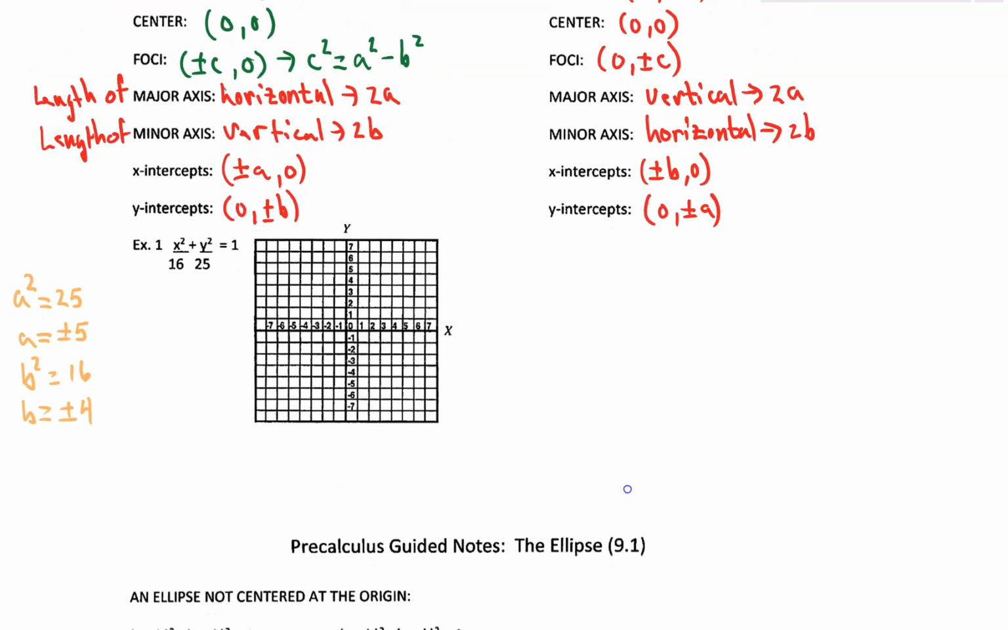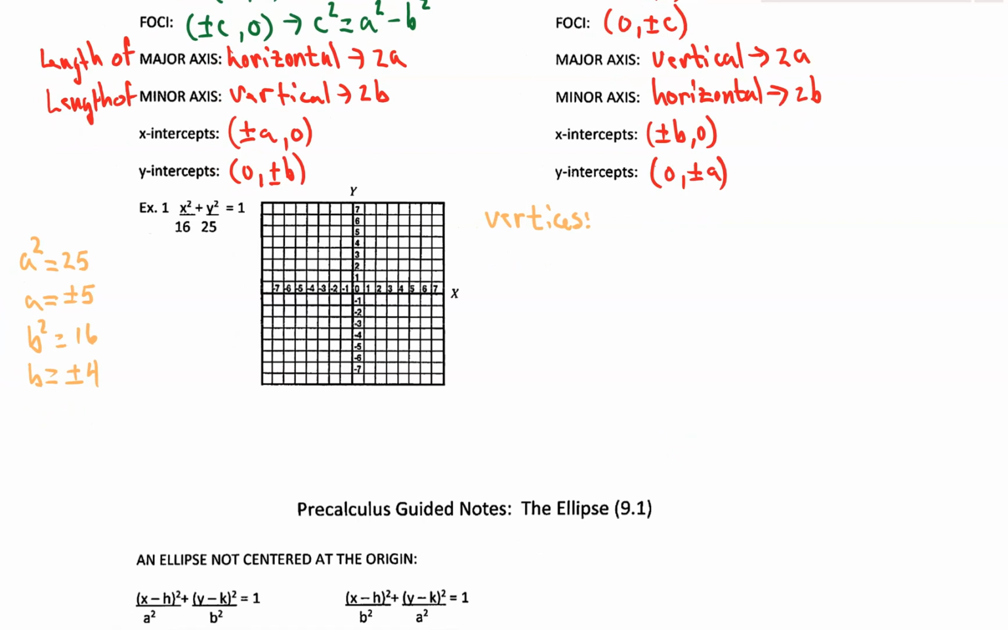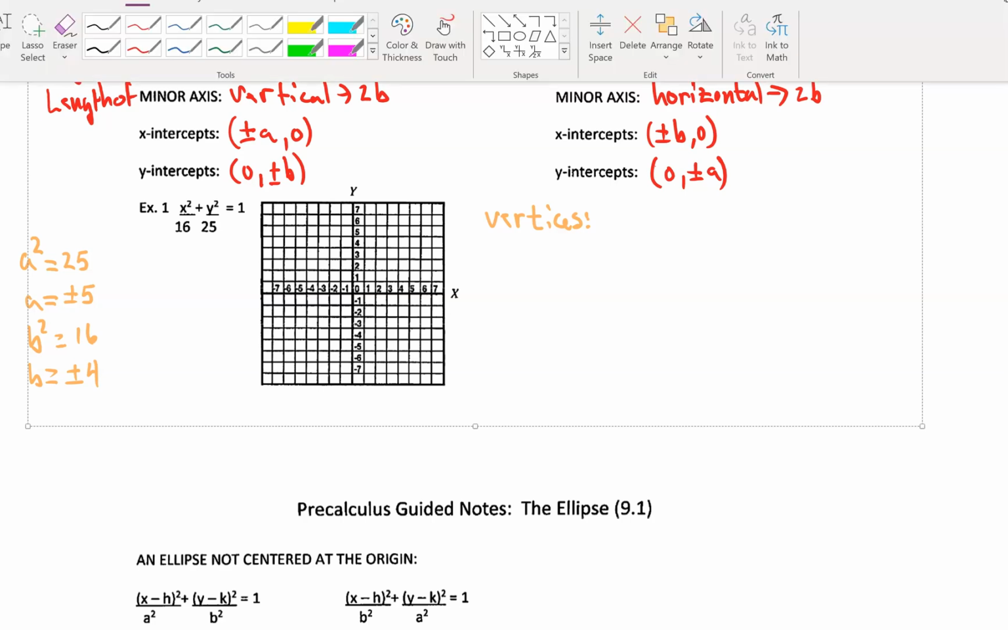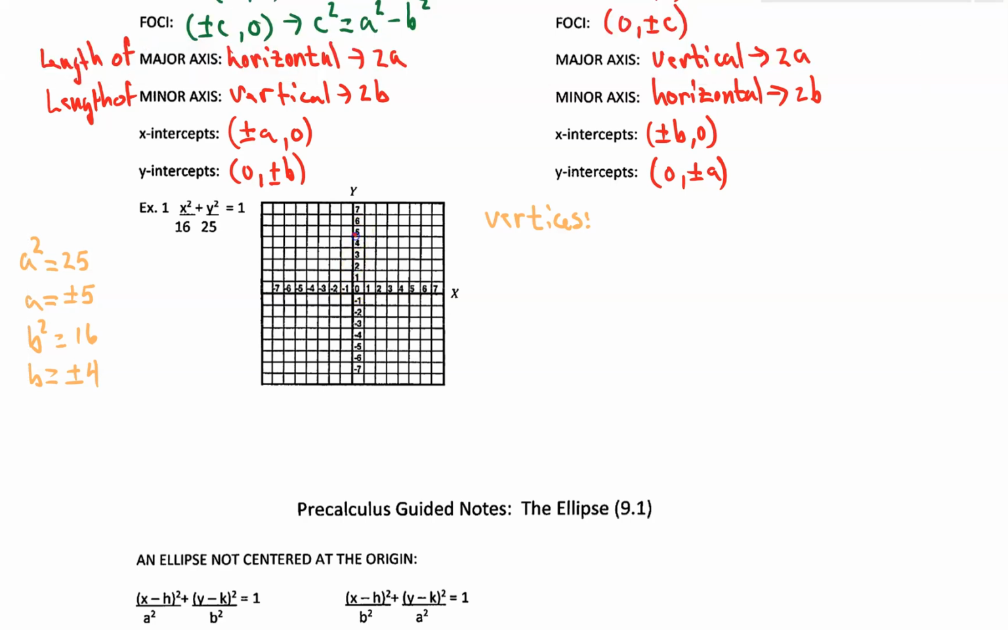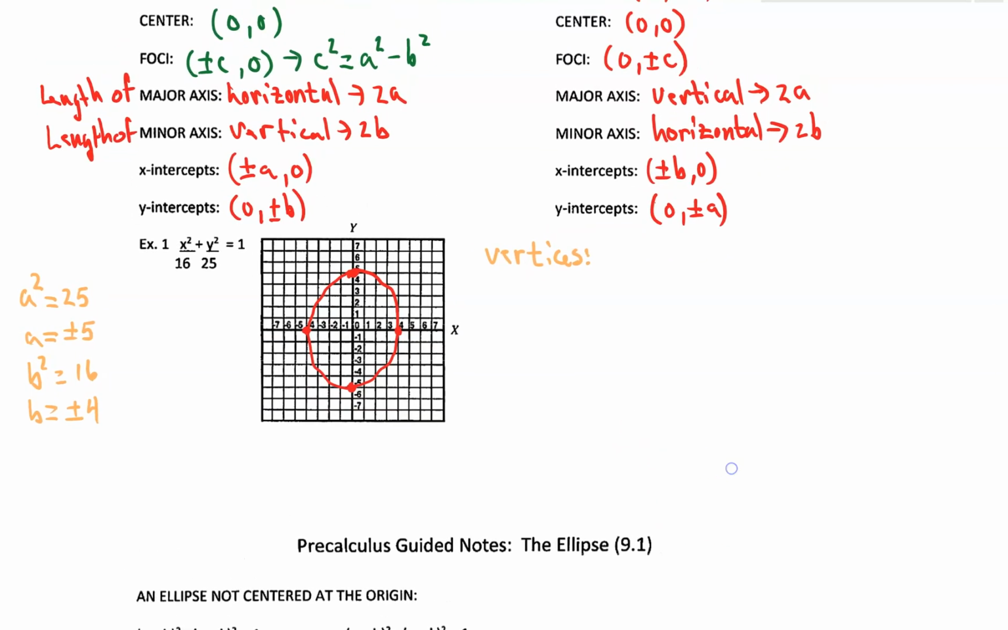So all of the things that we looked at here, first of all, vertices. This is a stretched vertical situation, so I'd go up in this problem. I go up 1, 2, 3, 4, 5. It's right here. I go down 5. And then my b value is plus or minus 4, so I'm going out 4 in both directions. And now it's going something like this. A little off, but not too bad.